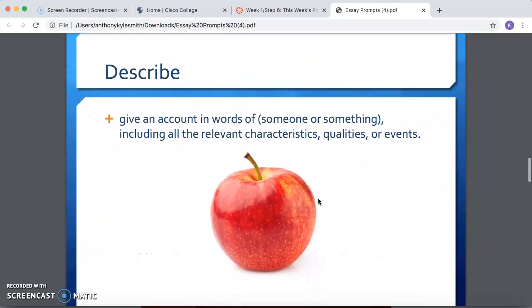If you're asked to describe something, you're giving an account of something, including characteristics of it that are relevant, qualities, sensory details, whatever it is. If we were to describe this apple in an essay, we would write about its sensory details, right? Its color, its taste, how it looks, how it feels, how it smells, anything to do with the 5 senses, right? We're asked to describe, so that's what we're going to do.